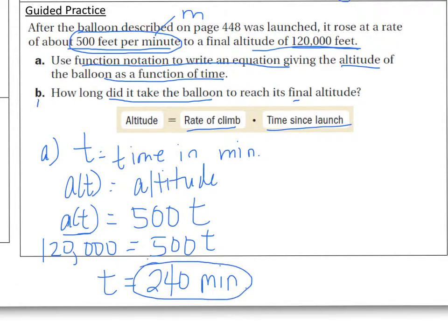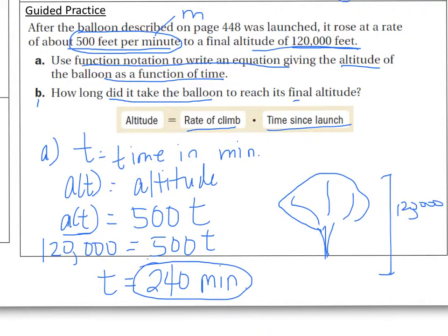So basically there was a hot air balloon. It just rose and rose to an altitude of 120,000 feet from ground level at a rate of 500 feet per minute. So as you can see, the rate actually represents the slope. Okay. And that concludes our lesson.